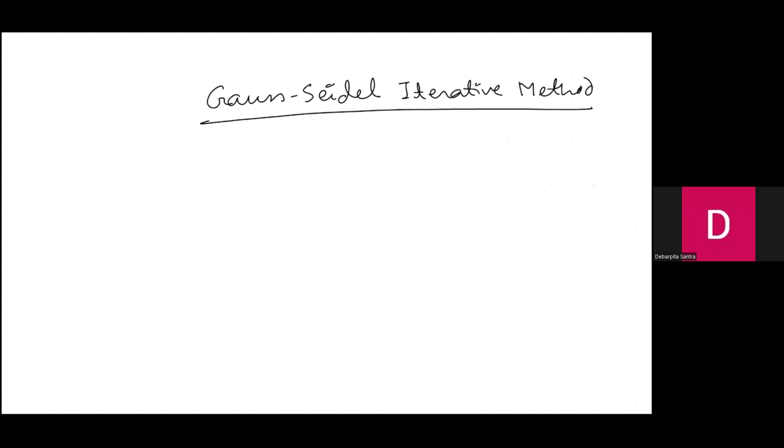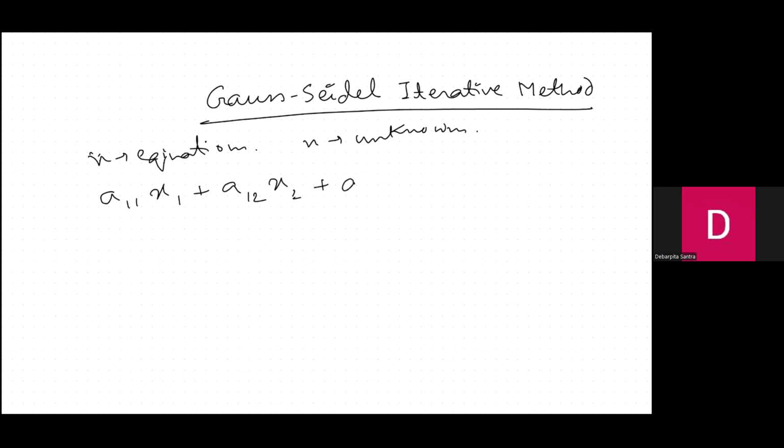Suppose there is a general system of n linear equations. You are dealing with linear equations, and when there are n linear equations, there are obviously n unknowns, that is n variables. So the equations are like this: a11x1 plus a12x2 plus a13x3 plus up to a1nxn is equal to, suppose, c1.